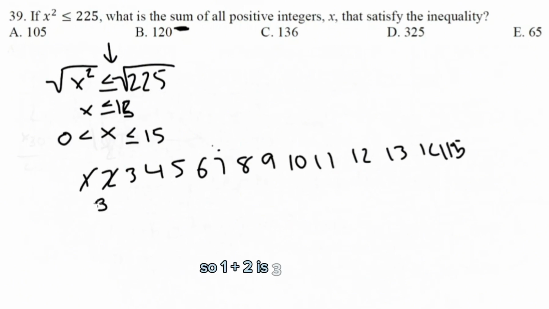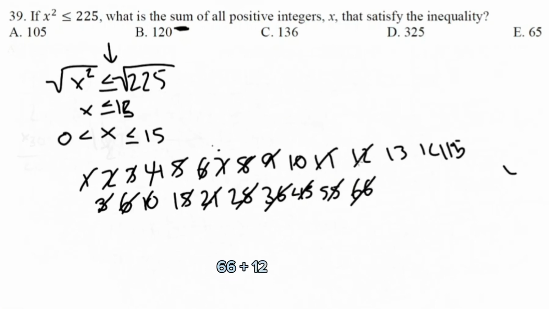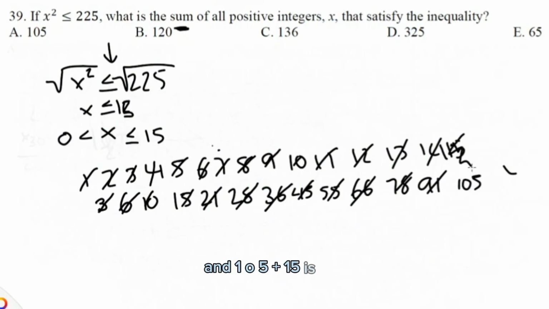So 1 plus 2 is 3, 3 plus 3 is 6, 6 plus 4 is 10, 10 plus 5 is 15, 15 plus 6 is 21, 21 plus 7 is 28, 28 plus 8 is 36, 36 plus 9 is 45, 45 plus 10, that's 55, 55 plus 11, that's 66, 66 plus 12, that's 78, 78 plus 13, that's 91, 91 plus 14, that's 105, and 105 plus 15 is 120, and that's your answer.